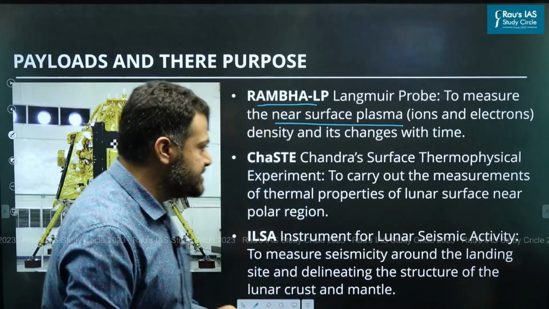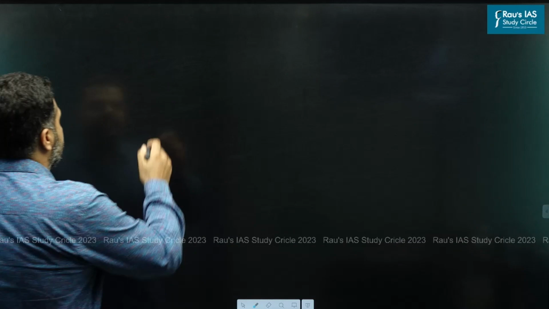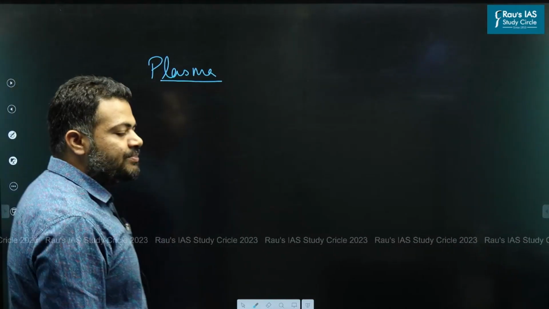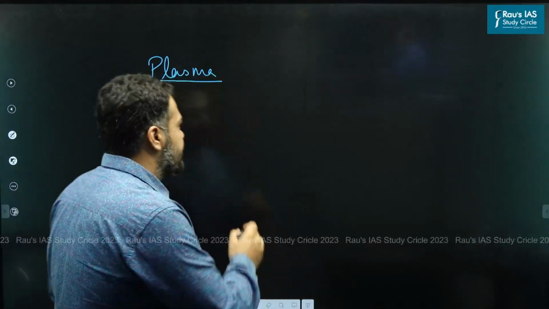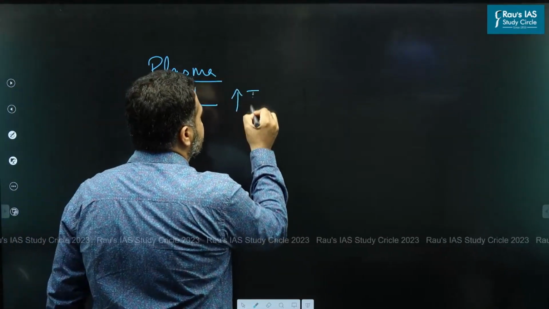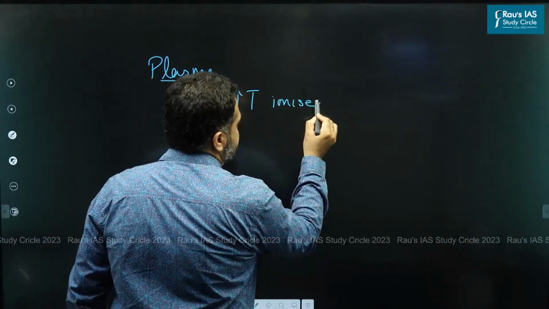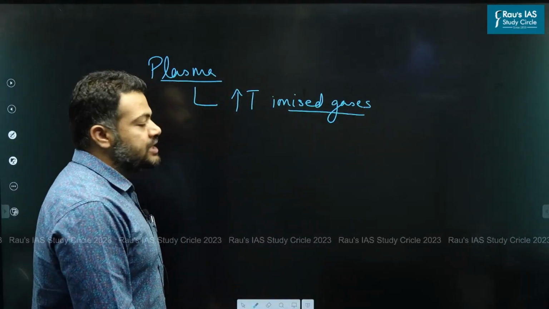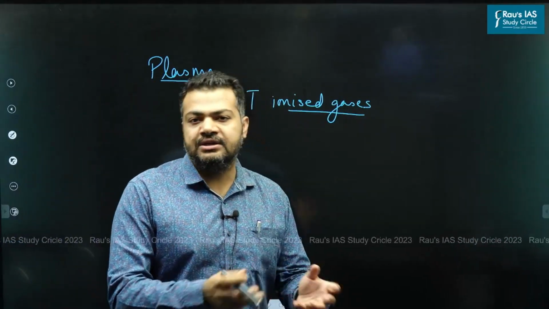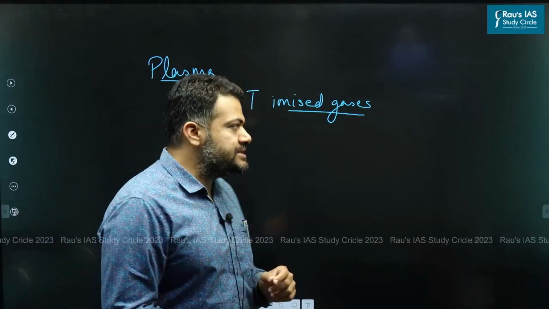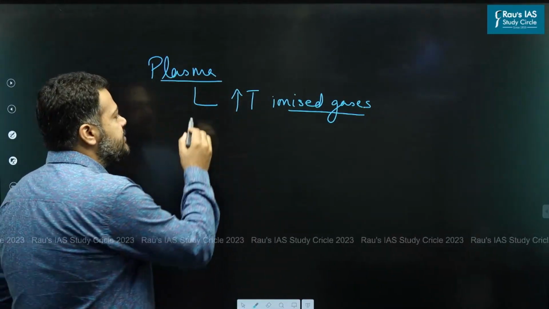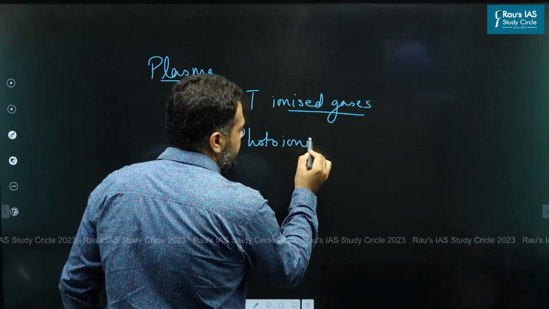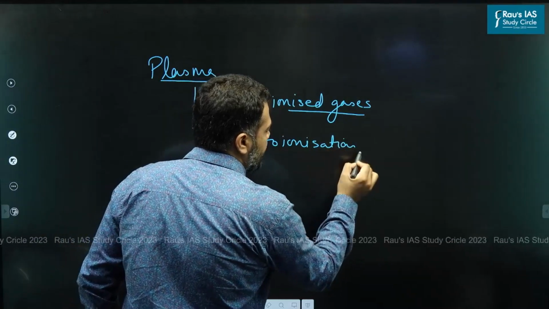Now, what do you understand by surface plasma here? See, when you talk about plasma, guys, what is plasma? Plasma by definition is known as high temperature ionized gases, or even though there is no high temperature, ionized gases in general are also known as plasma. Now see, basically how this plasma is produced. It is produced by a process known as photoionization.